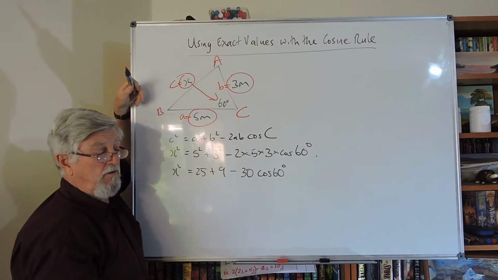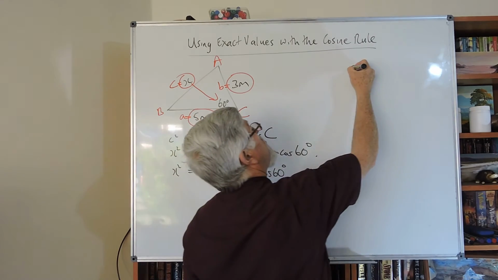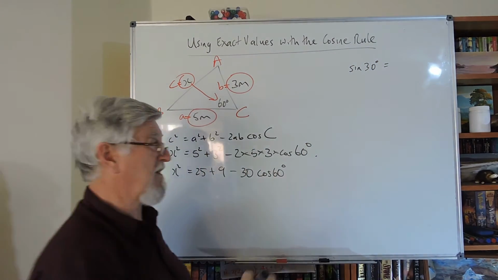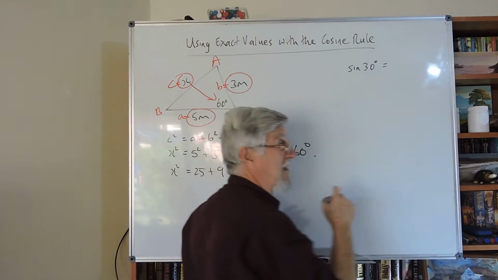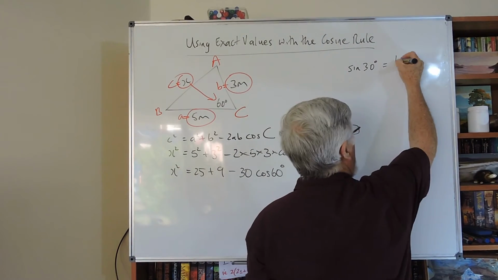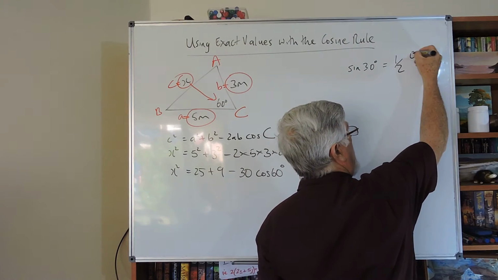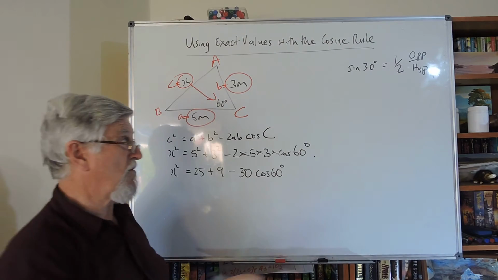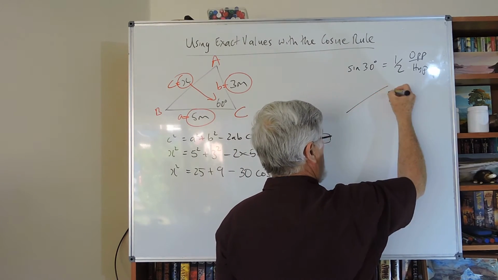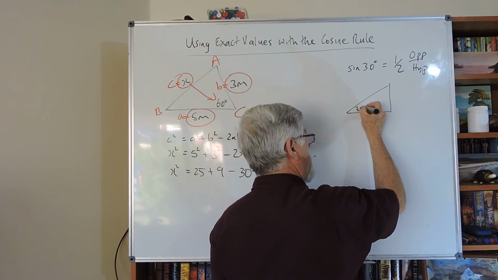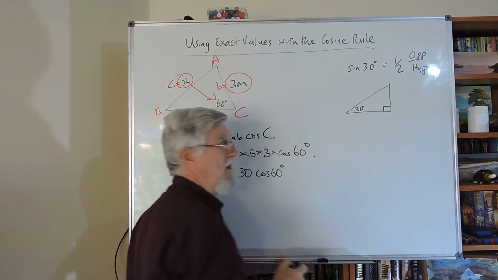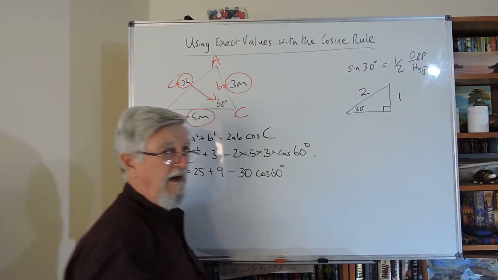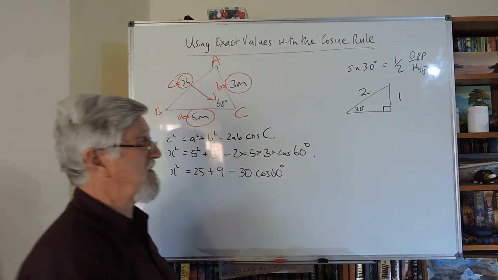So I'm going to go back to, if you haven't already seen them, that sine 30, if you put it in your calculator, you'll get 0.5. Some calculators may give you a half. So let's write it as a half, and we know sine is the opposite over the hypotenuse. So if I draw a right angle triangle with an angle of 30 degrees, there's 30 degrees, there's the right angle. The opposite side will be a 1, the hypotenuse will be 2.